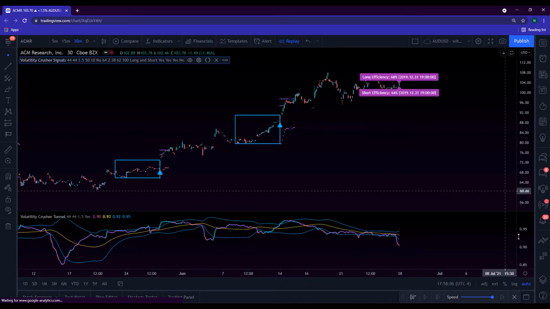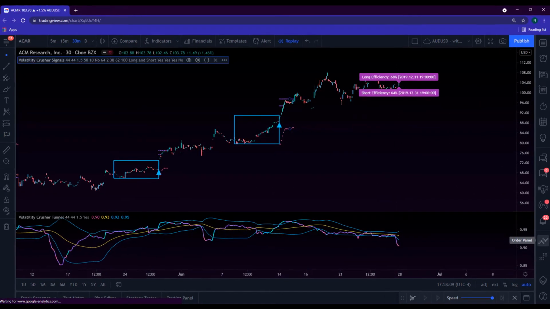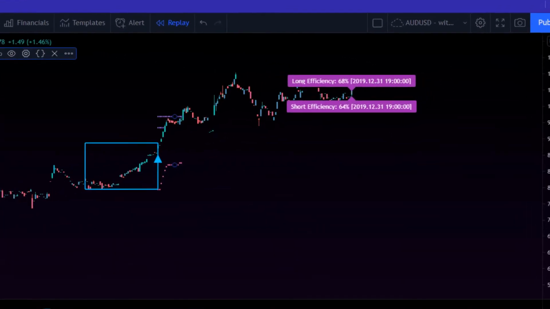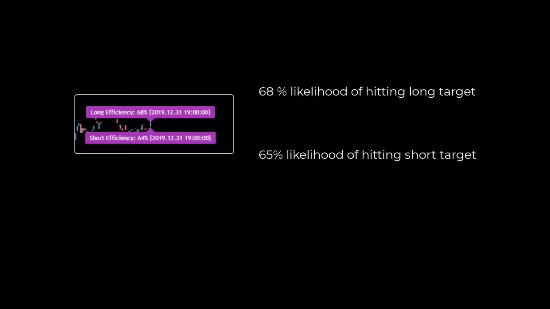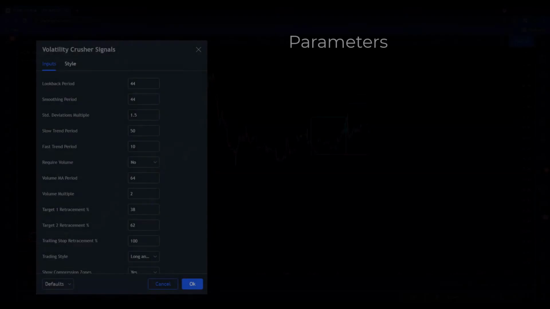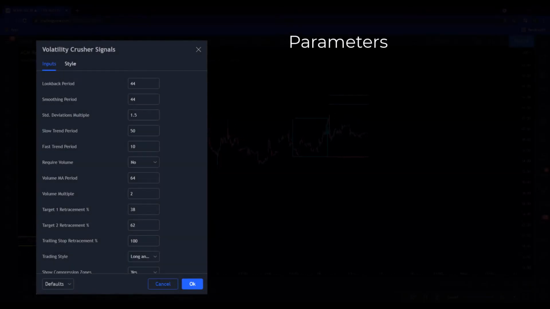Applying Volatility Crusher to the charts, the default settings are already giving efficiencies well over 60% in both directions. This is basically telling us that when we take a long trade, we have close to a 70% chance of hitting at least our first profit target before our stop loss, and about a 65% chance of doing the same for short trades.